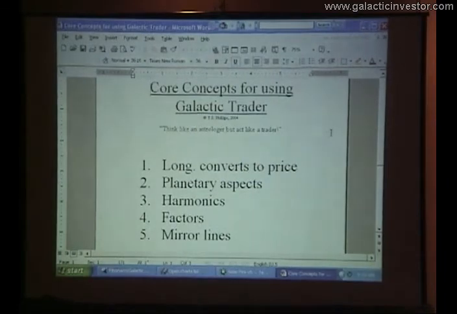But it's basically putting all of this together: aspects, harmonics, factors, and mirror lines. Putting all these tools together is a creative process, and after you do it for a number of years, it'll become an intuitive process. I can look at a chart and I'll know if it's right or wrong with the settings or the lines automatically. You'll get a feel for how this works.